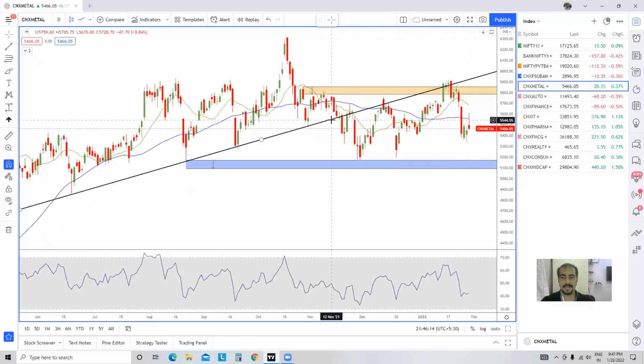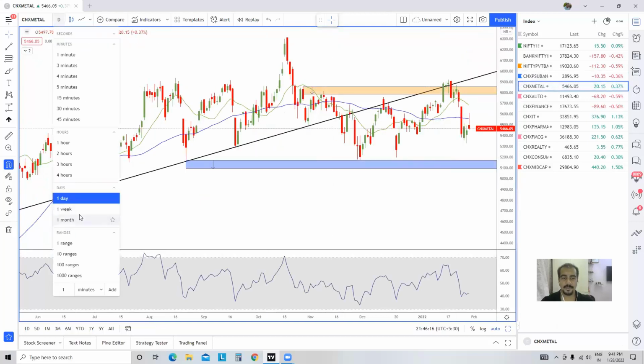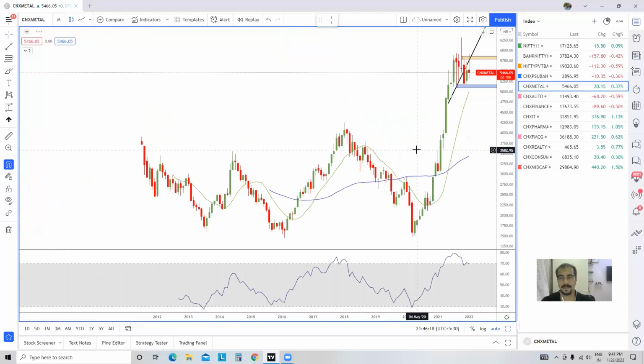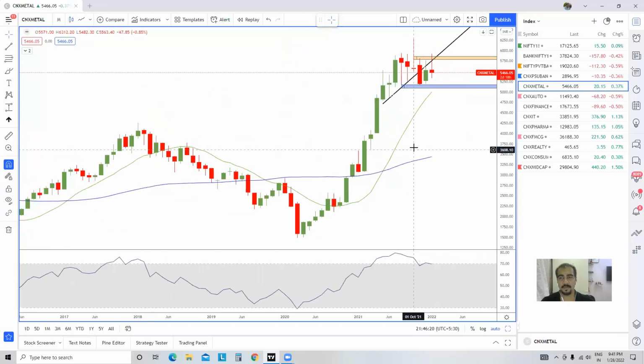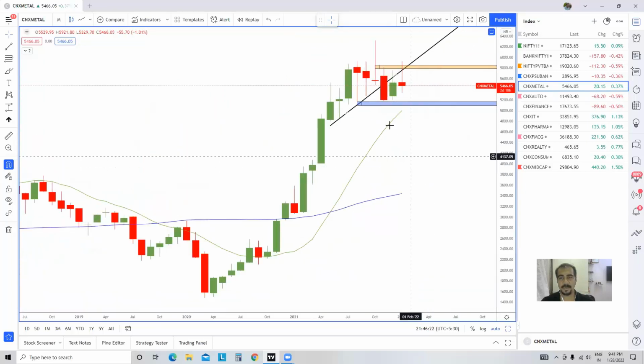Metals. Now, metals is something which I would like to avoid for some time. And the reason for that is if you just look at the monthly time frame chart, overall, you can see just one big red candle. And after that, majority of the candles are having very tiny real bodies. These couple of candles are hanging man. This is a shooting star. This is a bearish belt hold.